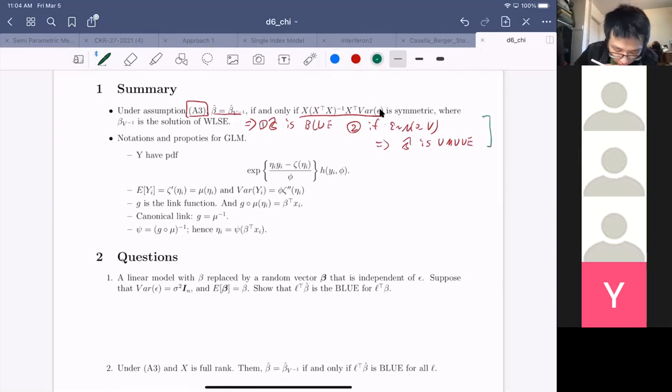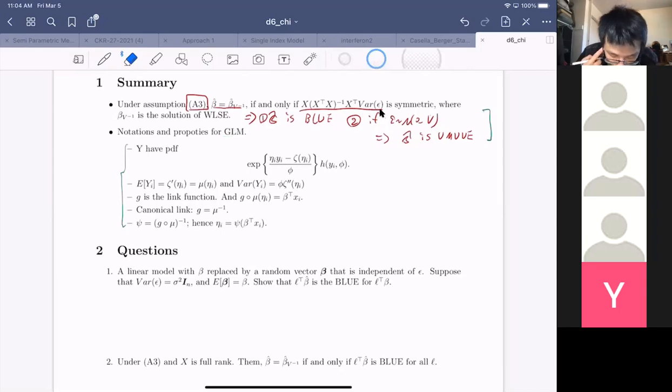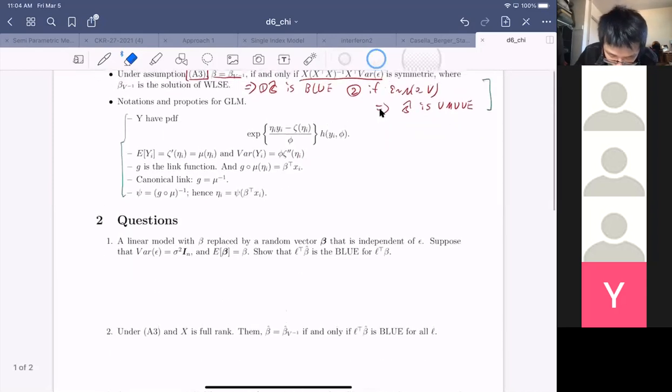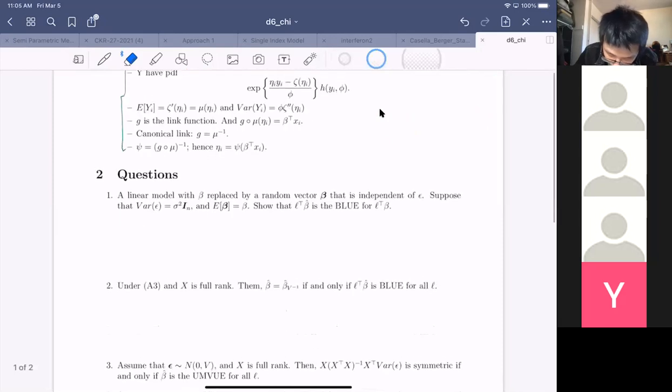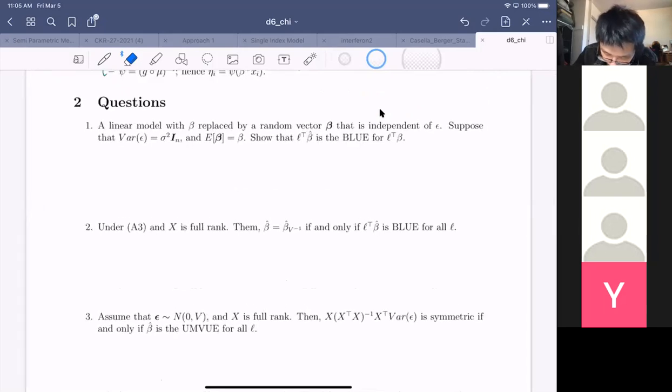And next is some notation and the property of GLM. I think as long as you know the notation of GLM, you will be fine for the exam. So this first question is BLUE.